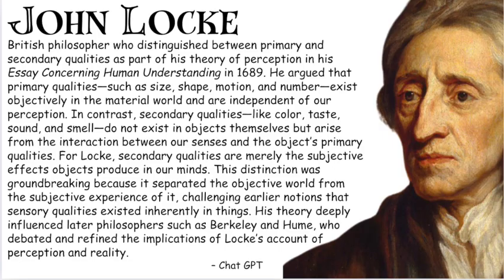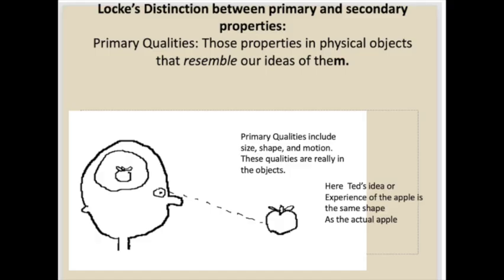Anyway, let's keep going with John Locke, though. Locke's distinction between primary and secondary properties. Primary qualities are those properties in physical objects that resemble our ideas of them. Primary qualities include size, shape, and motion. Those qualities are really in the objects.